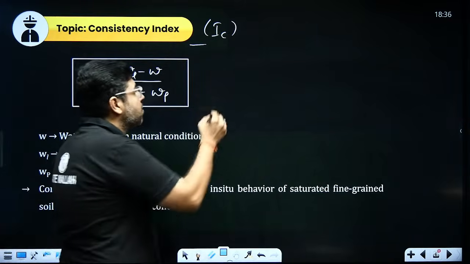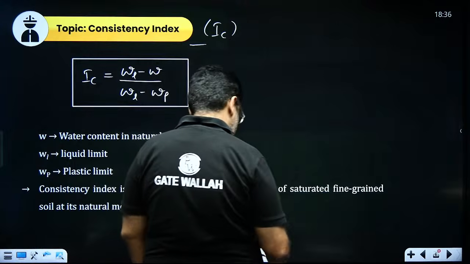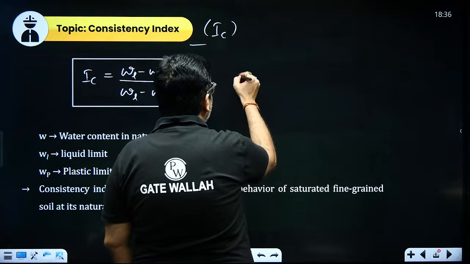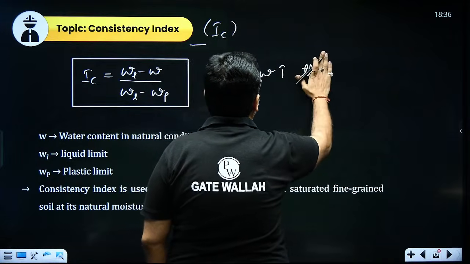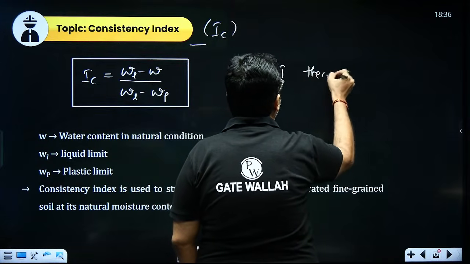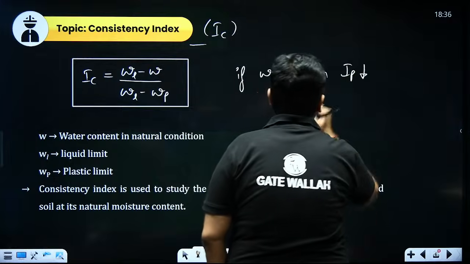So, one thing you can see is that if W is increasing, then my IC will decrease.